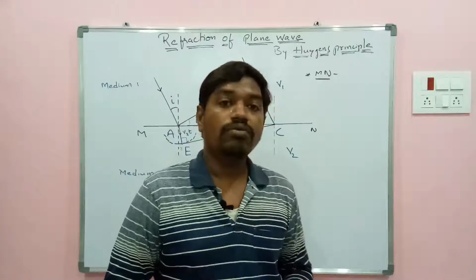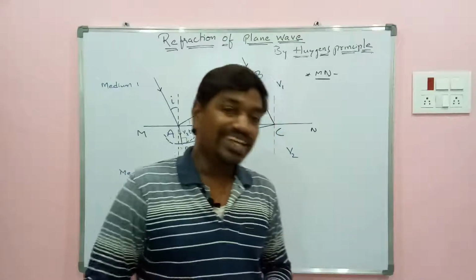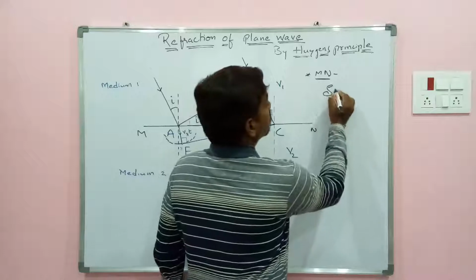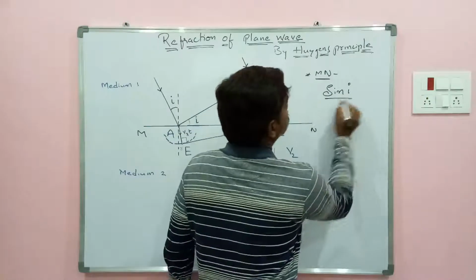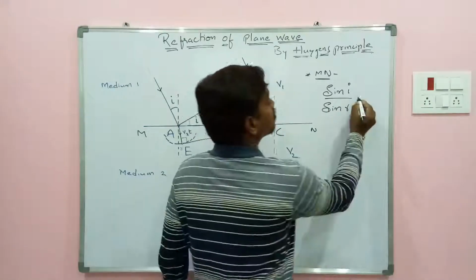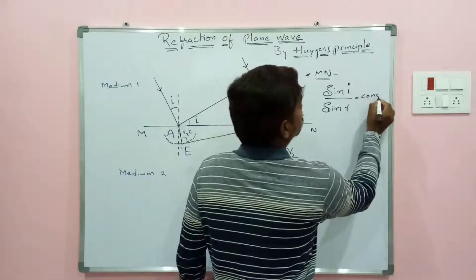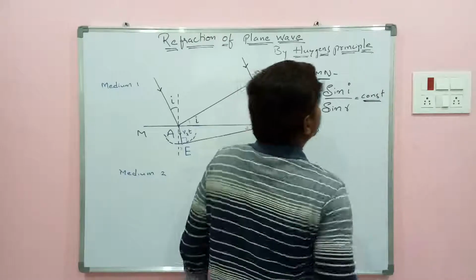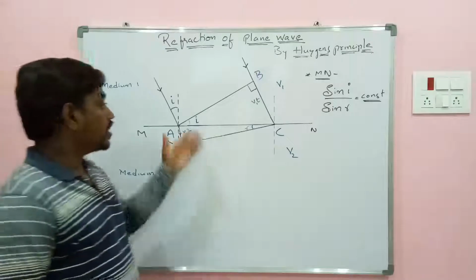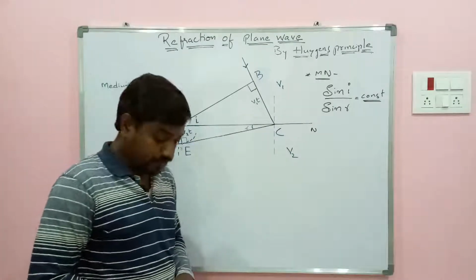And there we have a famous law called Snell's law, where we write sine of the angle of incidence by sine of the angle of refraction is always constant. The same law we are going to prove using Huygens principle in case of a plane wave also.